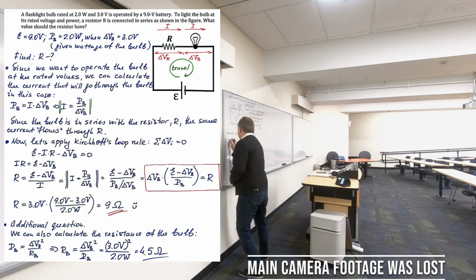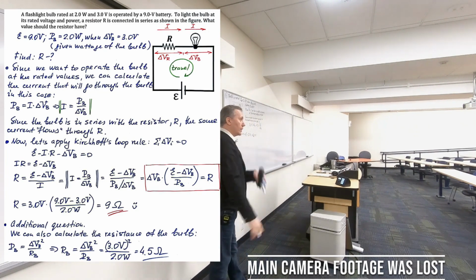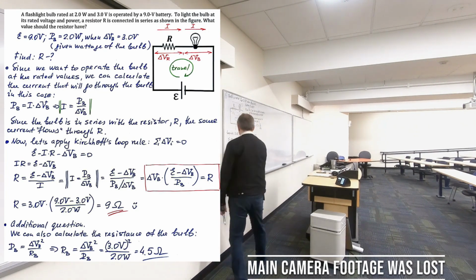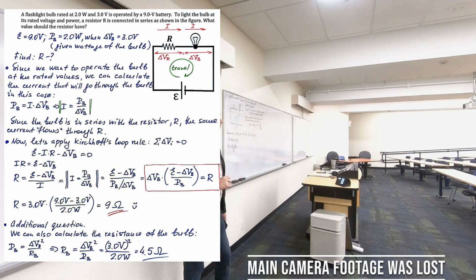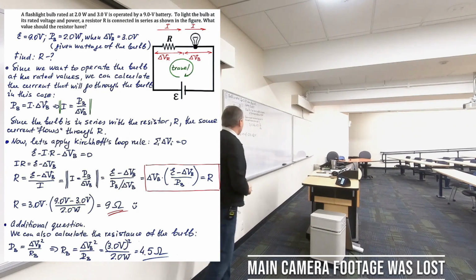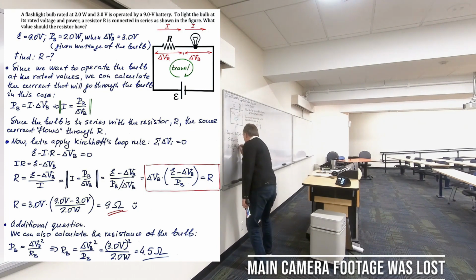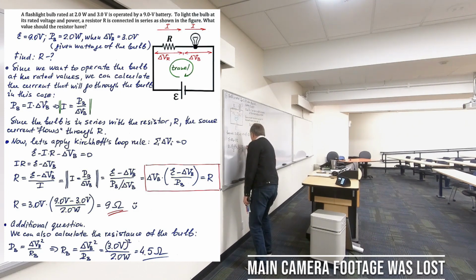Okay, let me do it step by step. So EMF minus delta V sub B equals to I times R. I will go to the other side, to the denominator, right? So it will be R equals to EMF minus delta VB divided by current. And current we know. Again, you could have calculated, but I prefer to insert it in our expression. Use that expression. So it's P divided by delta V.